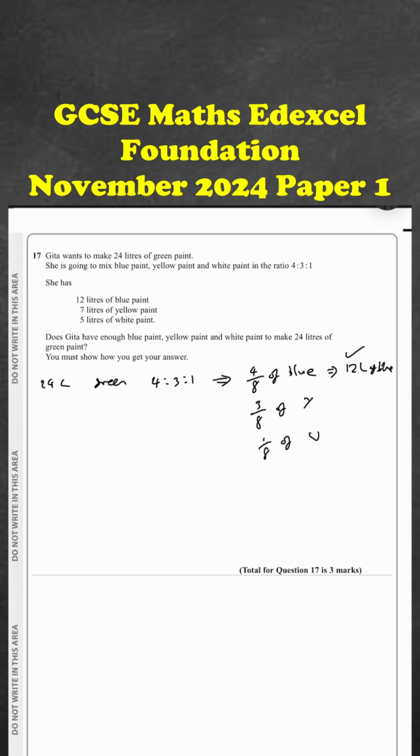3/8 of 24 is going to be 9 litres of yellow, which she does not have. And she needs 1/8 of it to be white, which is going to be 3 litres of white, which she does have. So, simply here, she does not have enough yellow. So, she has enough blue and white, but not enough yellow.